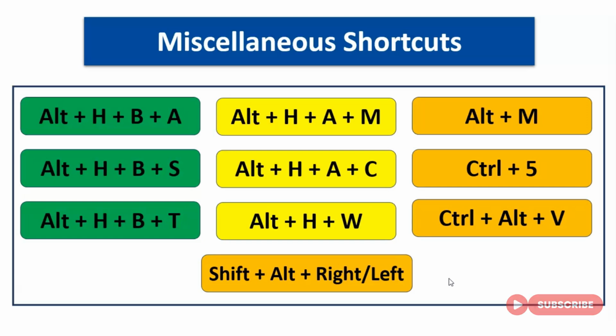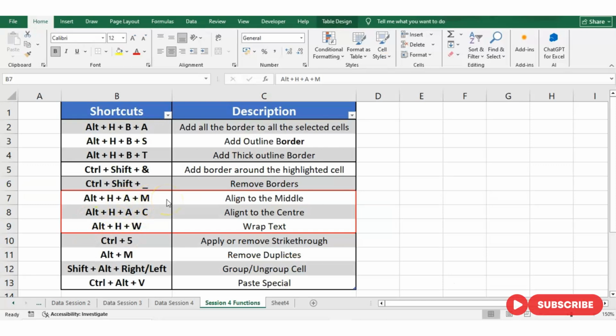Before moving to the data, let us discuss and understand their definition. So, Alt H, then press A and then press M helps in aligning the data with the middle alignment for a cell or a given set of selected cells. Alt H, A and then C helps in achieving the center alignment for the text present in the cell or a selected group of cells. Alt H then W helps in wrapping the text which is greater than the length of the selected cells or a group of selected cells.